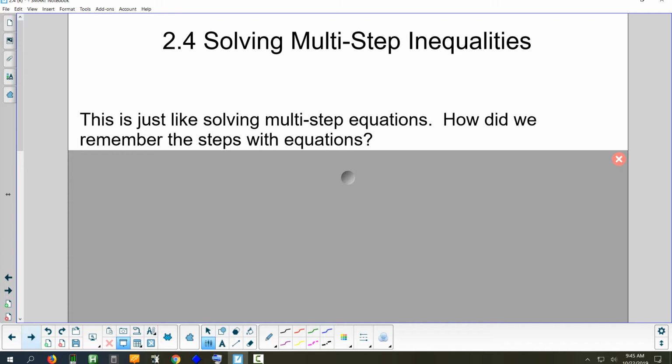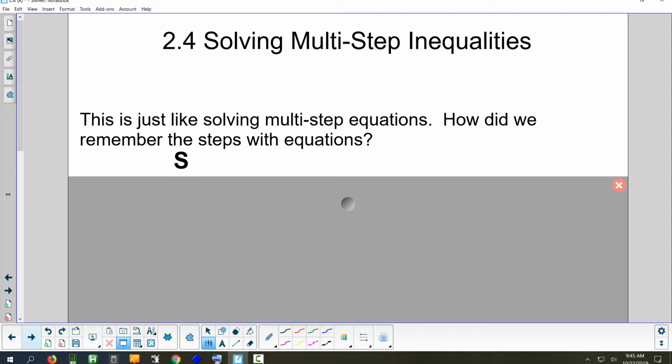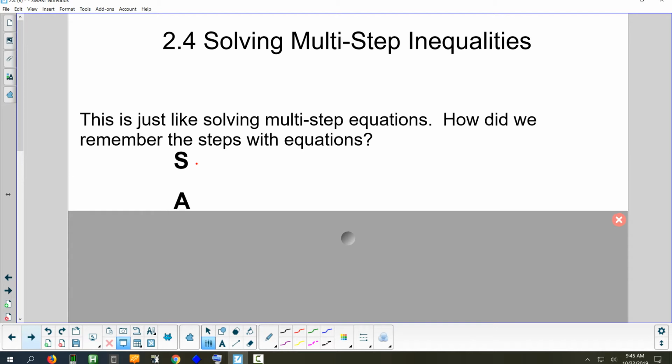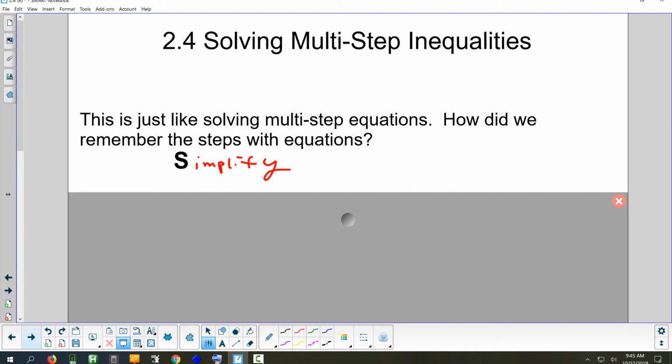Does anybody remember the 3 letters I gave you? Not PEMDAS, that was different. But I gave you 3 letters. Yeah? What was it? Sam. Yep. We're not going to go through all the extreme detail because you already have this in your notes from back when we solved equations. But does anybody remember what this S stood for? Simplify. Yep. So the first step was simplify.